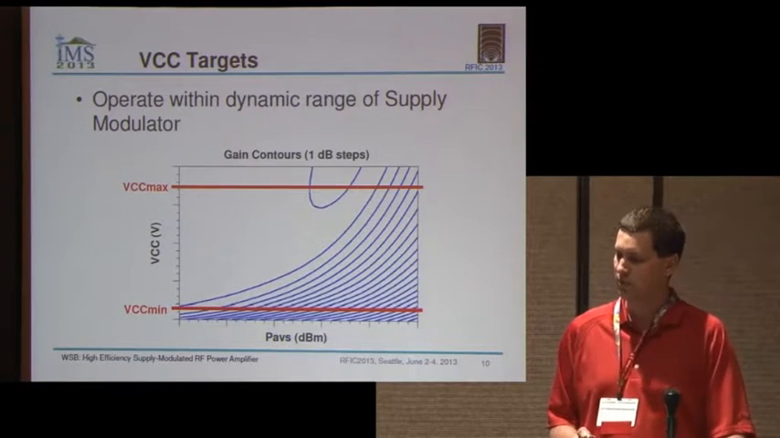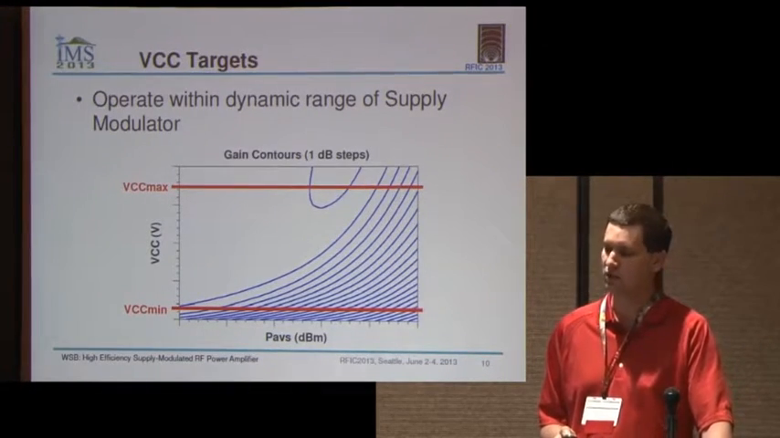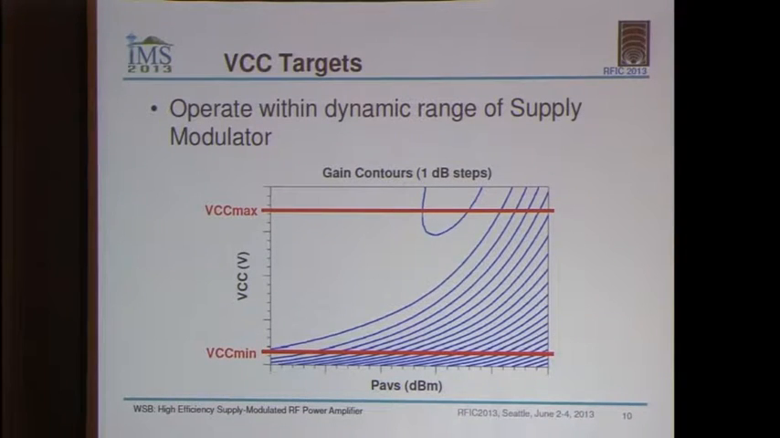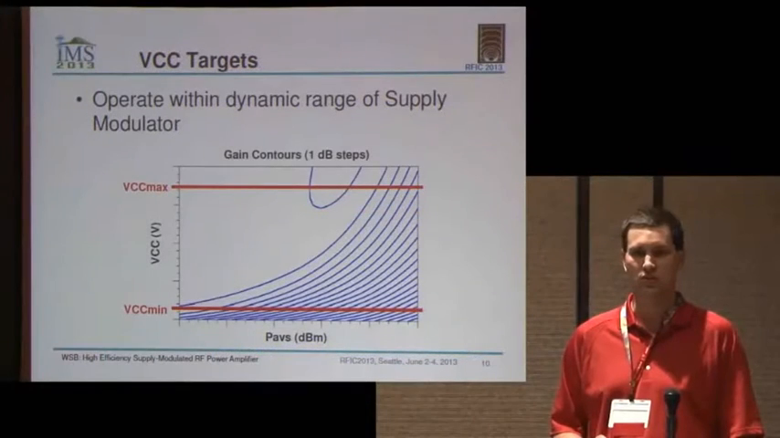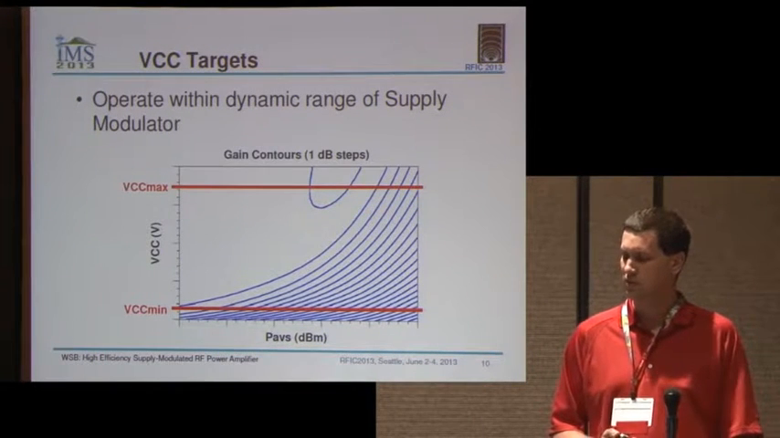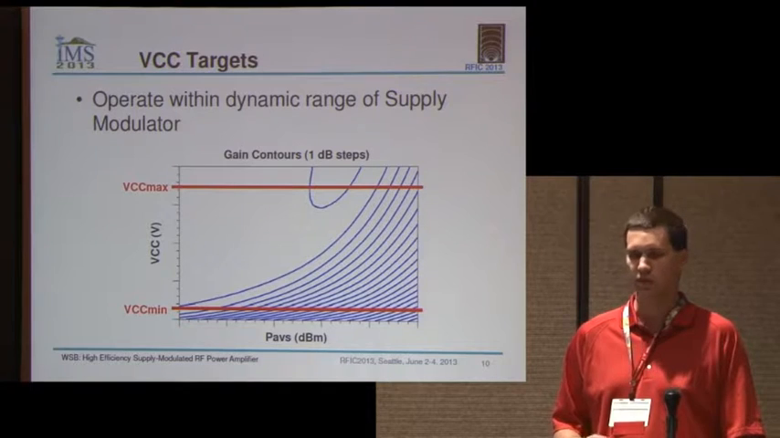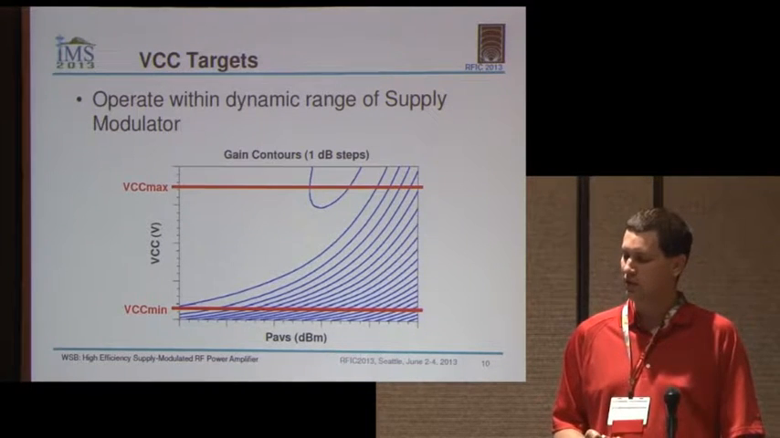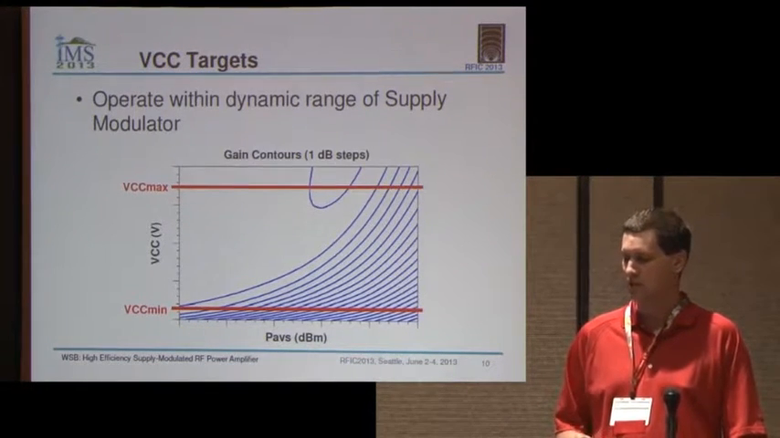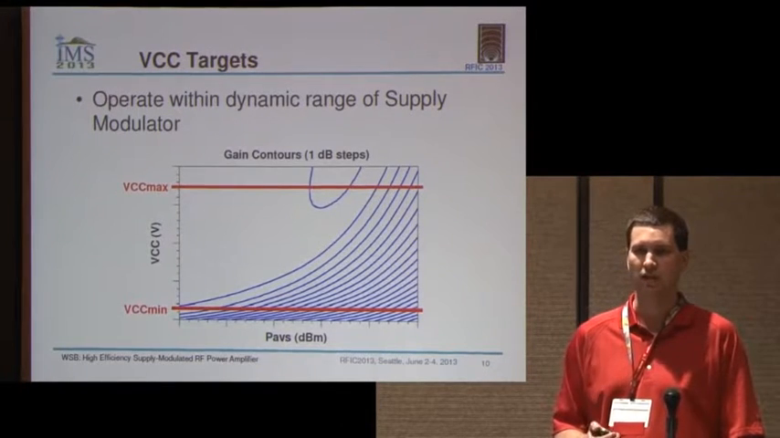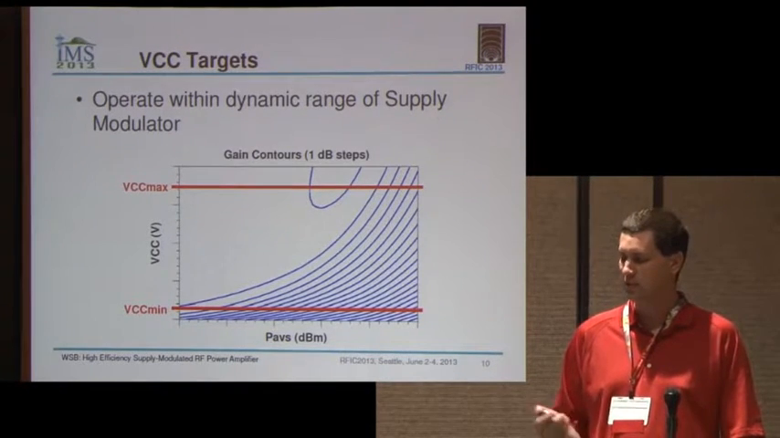So on that same contour plot for the gain, we can superimpose some range of VCC that the supply modulator is capable of. Depending on the solution for the supply modulator, it may be like a buck solution or a boosting solution or buck or boost. So there's going to be some range of voltages it can generate during ET operation. And even if I want to operate on, say, that first curve down, the 30 dB constant gain curve, I'm going to be limited by that range.